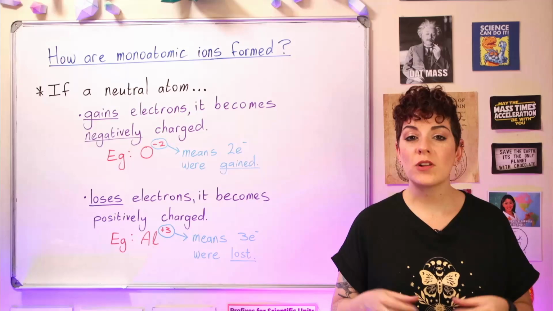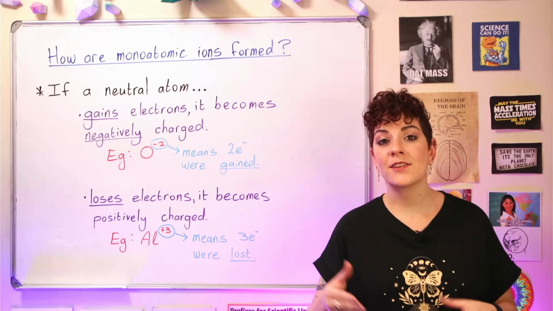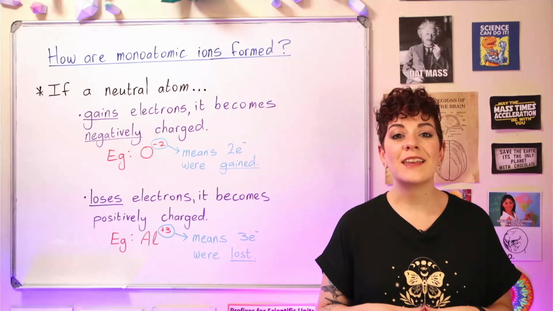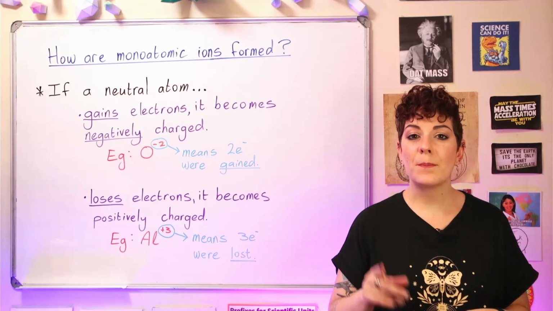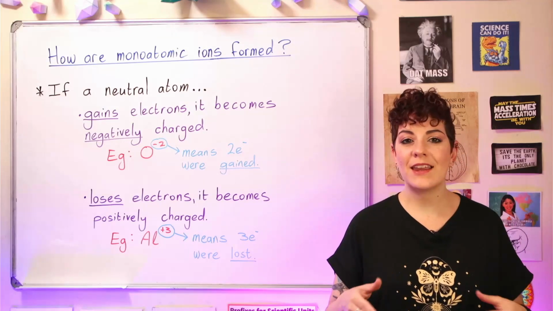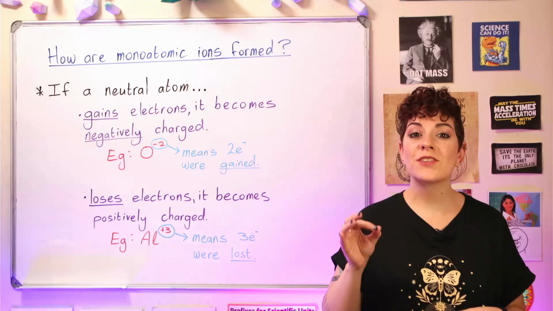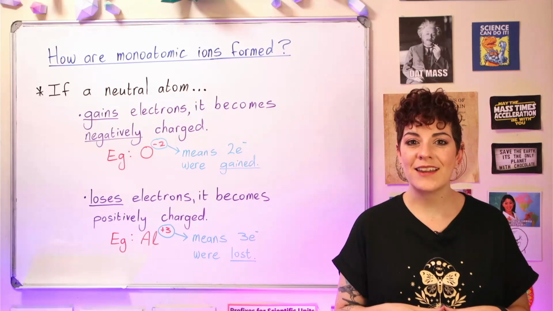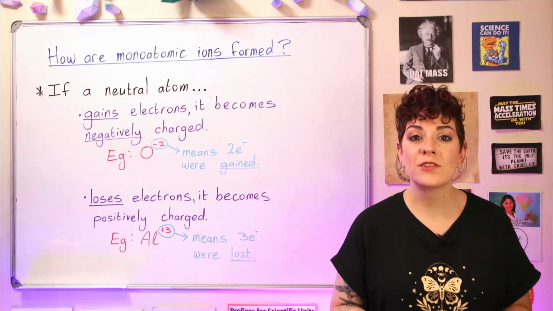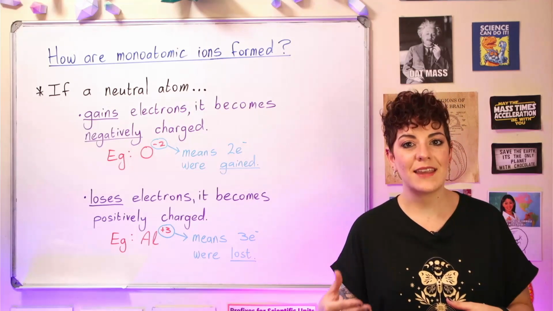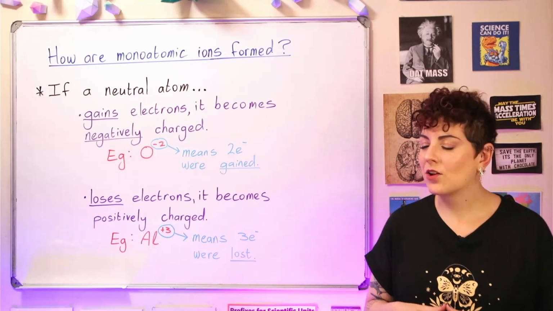Now, neutral atoms can form both positive and negative ions by either losing or gaining electrons. Remember that positive protons cannot be gained or lost from atoms because they are stuck inside the nucleus. So atoms can become charged purely because of electrons being gained or lost. Let's take a closer look.